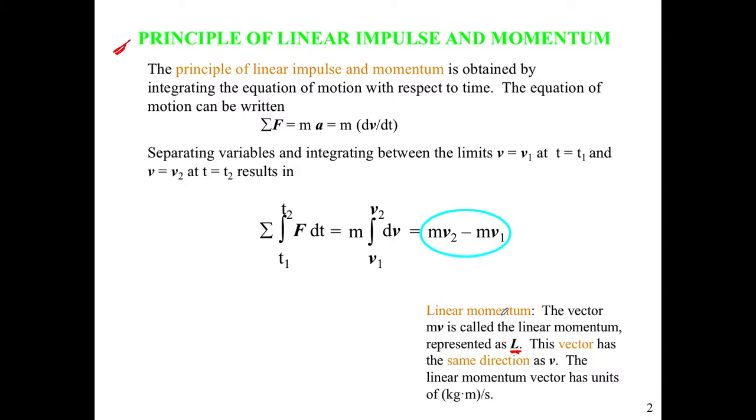There's another type of momentum which we will talk about later on, and that's the angular momentum. For now, we're talking about just the linear momentum and hence this L. Okay, let's look at an example of this.